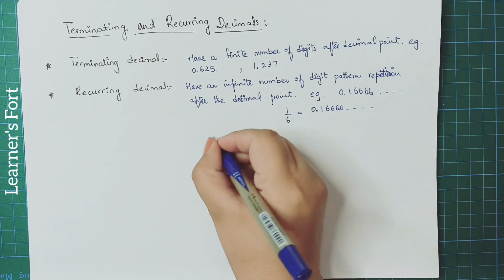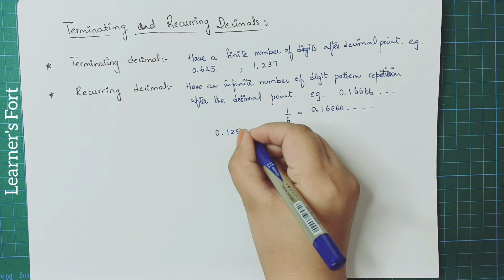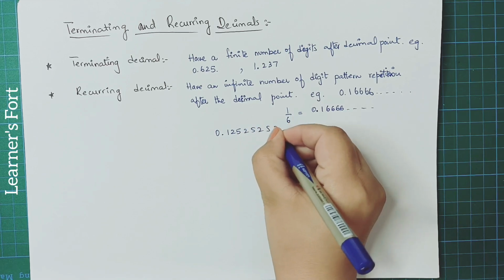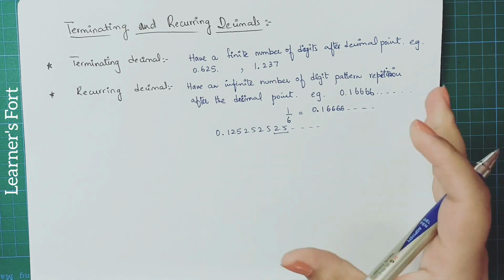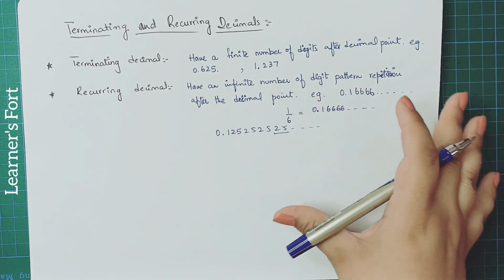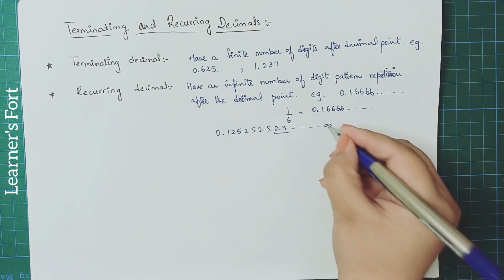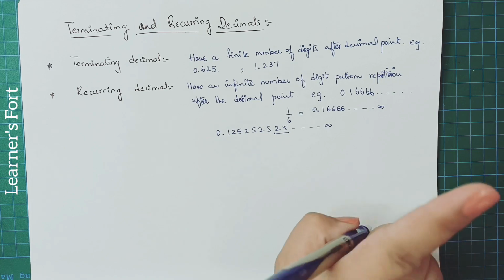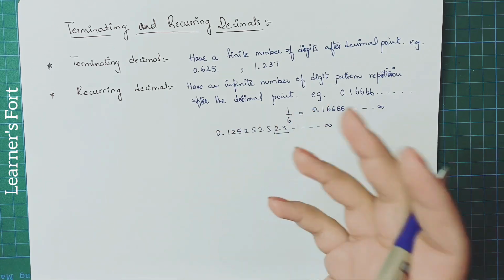A recurring decimal can also be like, let's say, 0.125252525. The pattern 25 is repeating itself again and again, so it's a recurring decimal. There are an infinite number of digits after that. It doesn't stop at any point, so it's till infinity. So how are we going to express a recurring decimal?